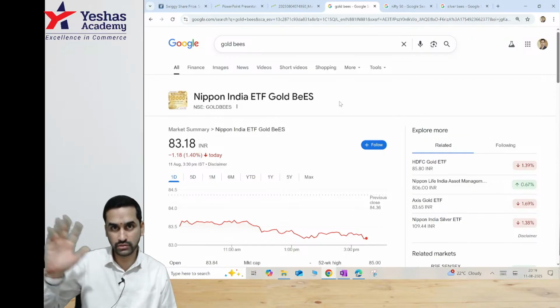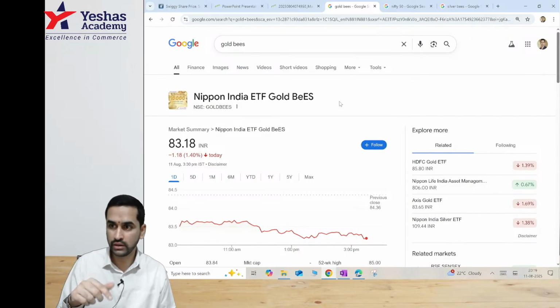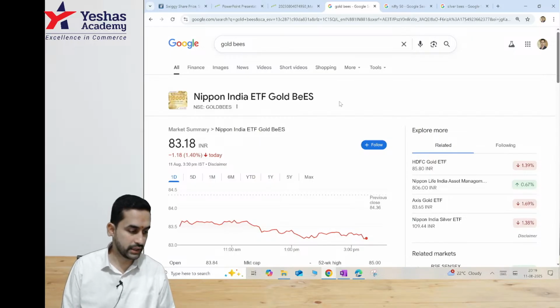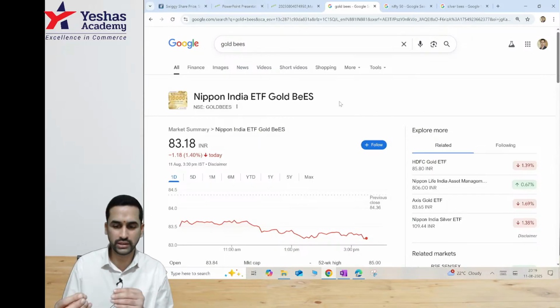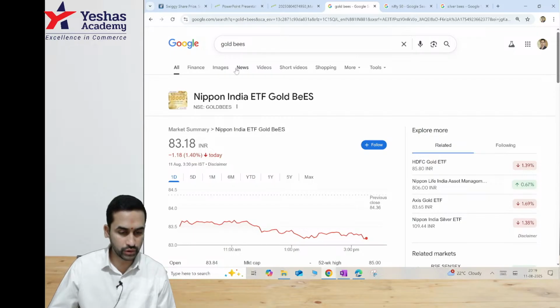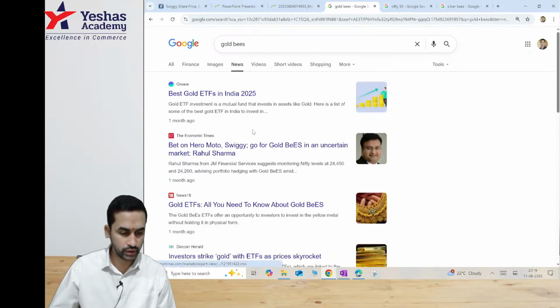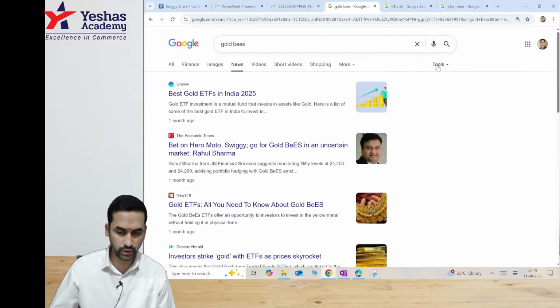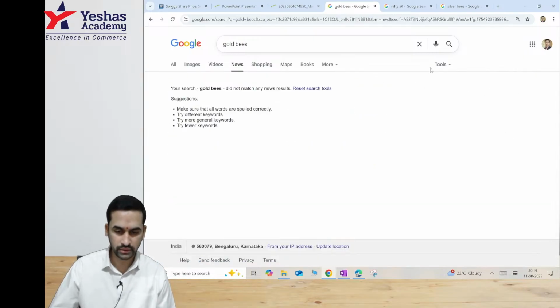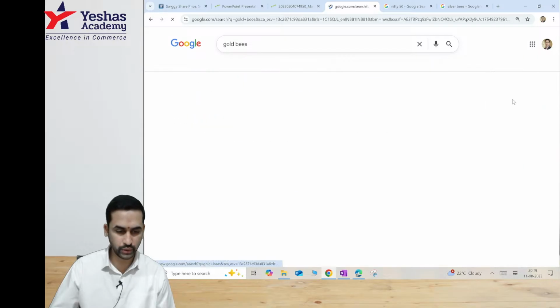Any big bad news, any big good news happens, check both that day. You will get to know how to draw conclusions based on what you see. Otherwise, on a normal day, both will be around 0.2%, 0.1%, something. But when something is big, and you want to know why it is down, go to this news section and you will get to see. Don't read 1 month old, 2 month old news. You can go to tools and choose the past 1 hour or past 24 hours.